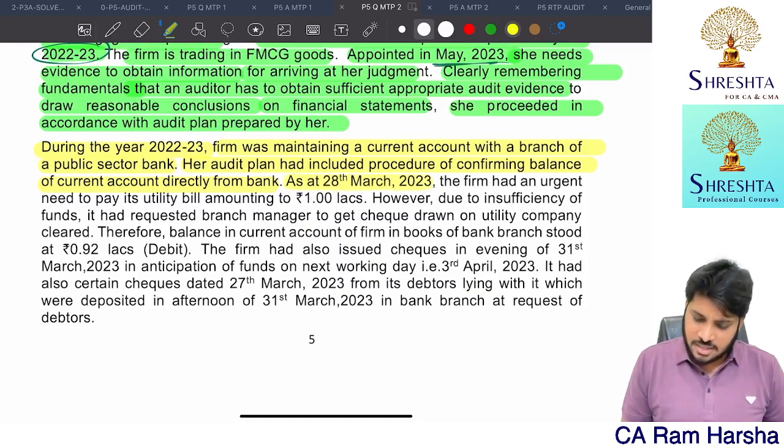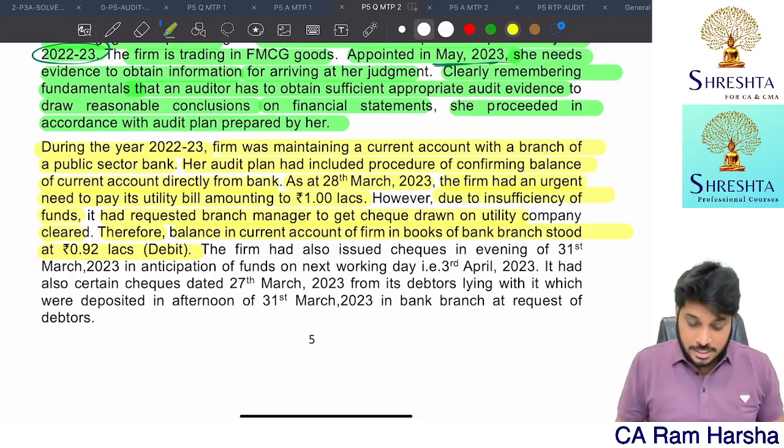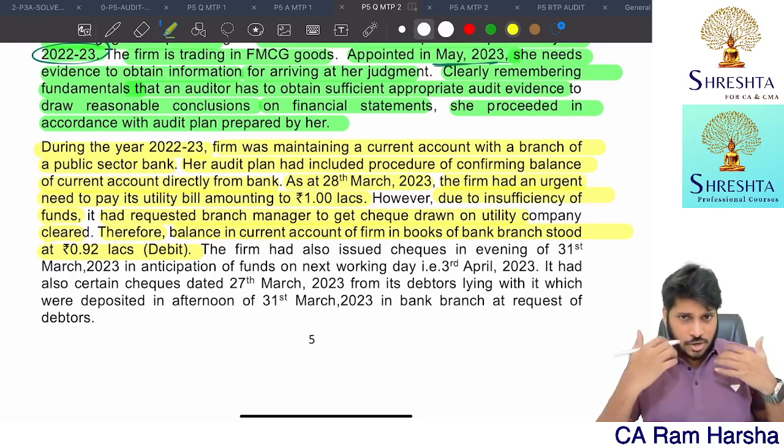As of 28th March, the firm had an urgent need to pay its utility bill amounting to 1 lakh. However, due to insufficiency of funds, it requested the branch manager to get the check drawn on the utility company and cleared. Some OD facility might have been there. Therefore, balance in current account of the firm stood at 0.92 lakh debit. So, which means the 92,000 debit balance, the actual balance has turned into debit.